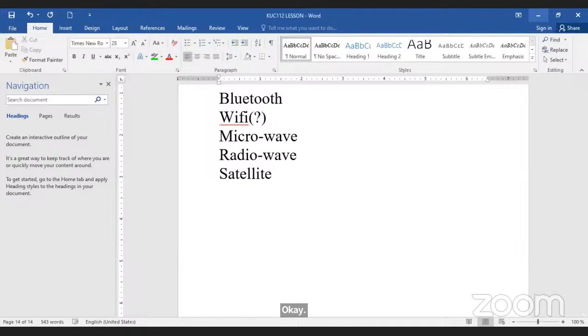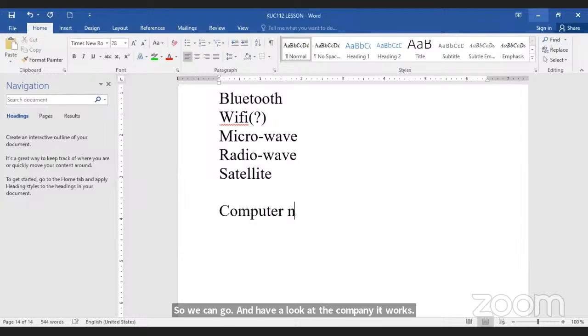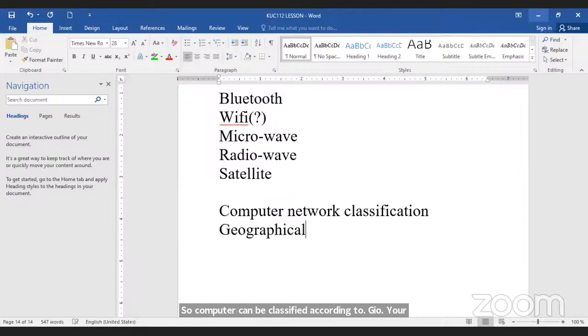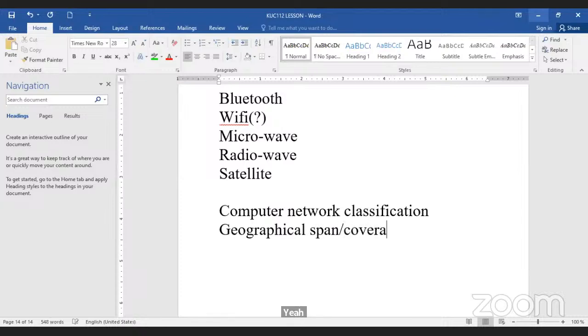So we can go and have a look at computer networks. Classification. How do we classify computer networks? We have realized we have wired networks and wireless networks. So computer networks can be classified according to geographical span or coverage.